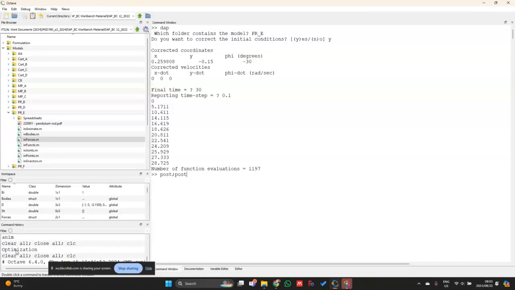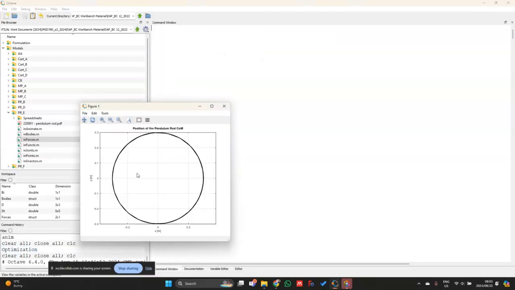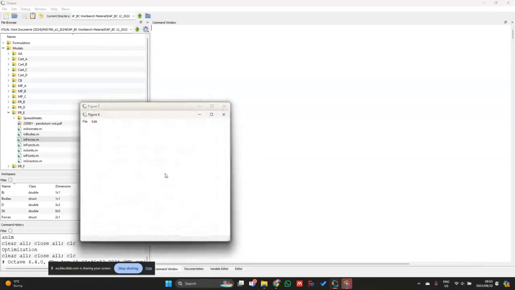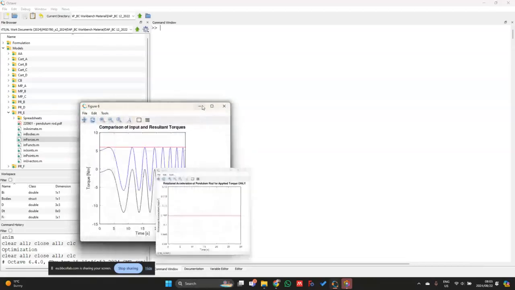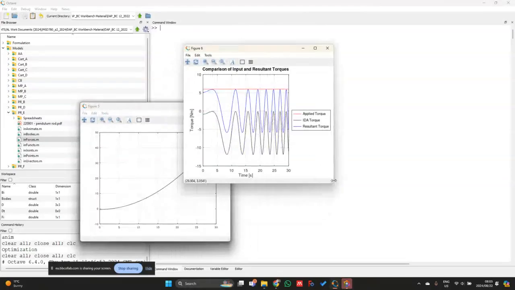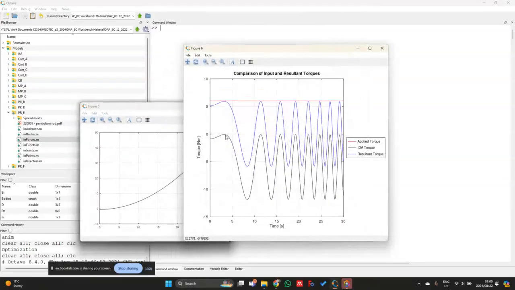Okay, if we run post and then post plot, then we can see that the IDA torque, which is now here at the bottom, is now between 0 and -12. And then if I add the 6 Newton meter applied torque, then I can see that the resultant torque oscillates between this 6 and this -6 over here. So this is sort of the minimum that I can specify for my torque as input, 6 Newton meters.